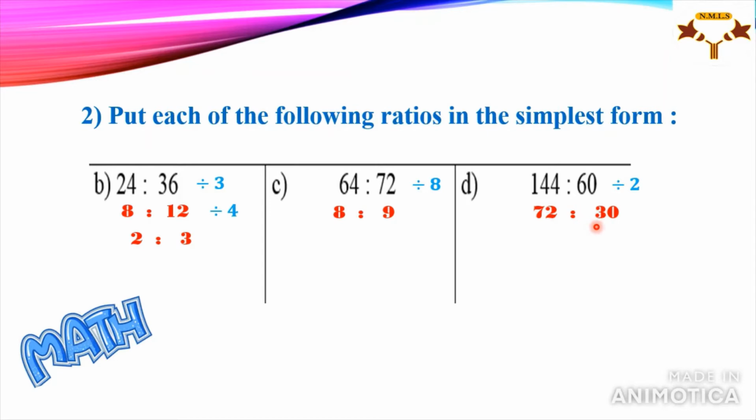Both of them are even numbers. I can divide them by 3 and I can divide them by 2. So here 72 divided by 3 equals 24. 30 divided by 3 equals 10. So here divided by 2, 24 divided by 2 equals 12. 10 divided by 2 equals 5. So the numbers here, 12 to 5, are at simplest form.